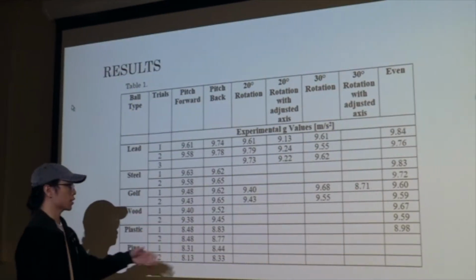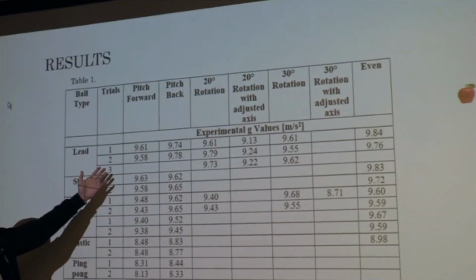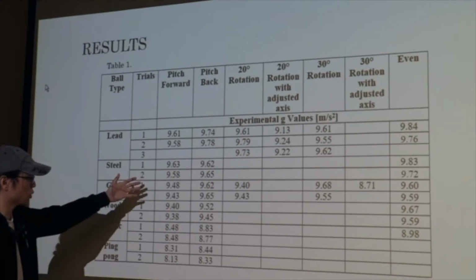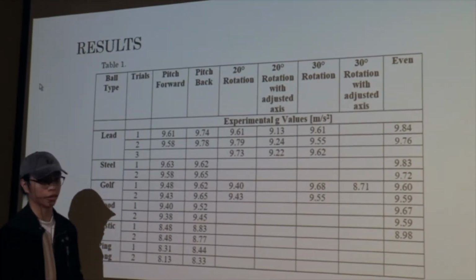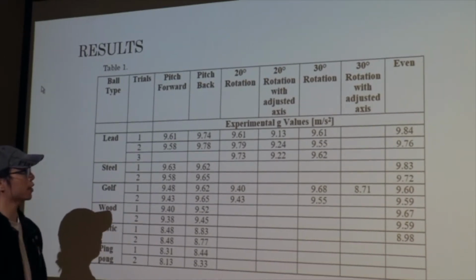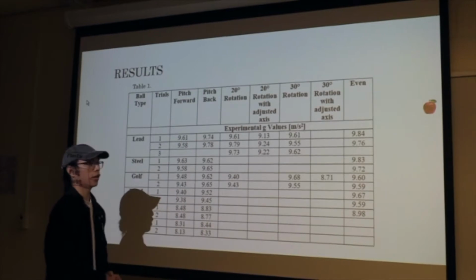So throughout the trials, these were all the recorded data that we found. And here you can see the pitch forward and pitch back. Almost all the data were significantly low and consistently low. So that's actually to be expected. With the rotations, all the values were actually skewed as well.